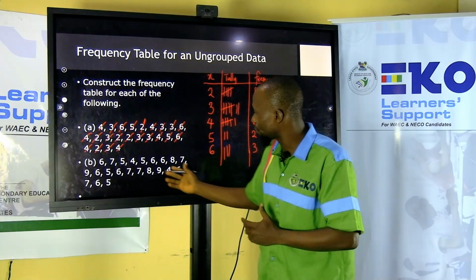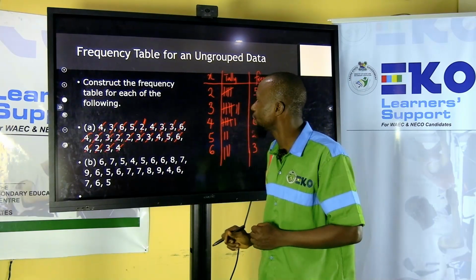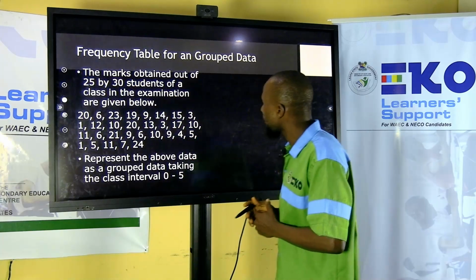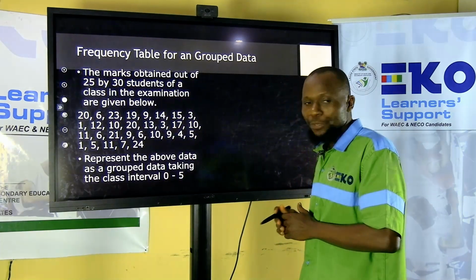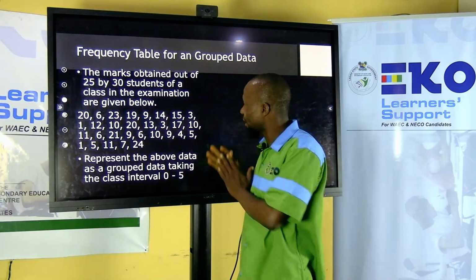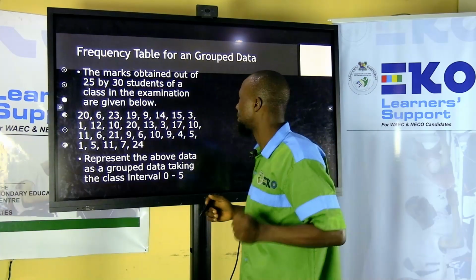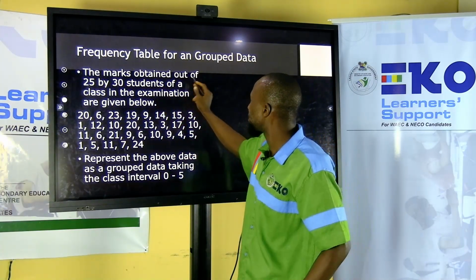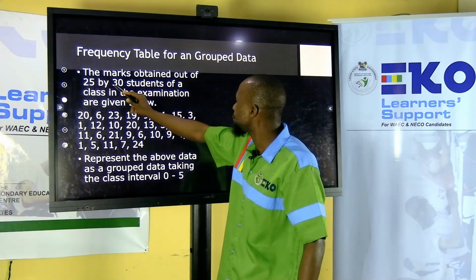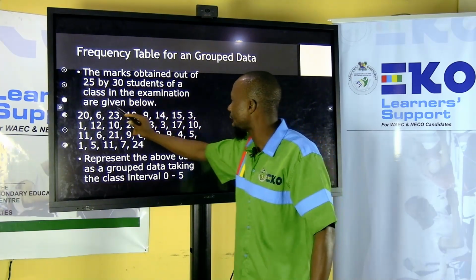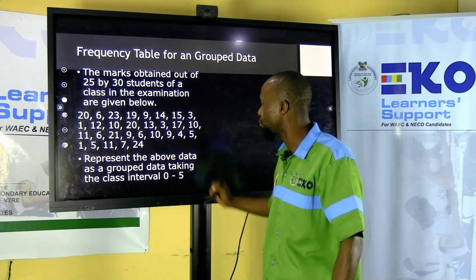So I think you can also use that on this particular example here. So let's move to the next thing. Now, we have been able to look at ungrouped data. So this is another one, which is for grouped data. Now, what do we have? The marks obtained out of 25 by 30 students of a class in the examination are given below. So this is what we have.